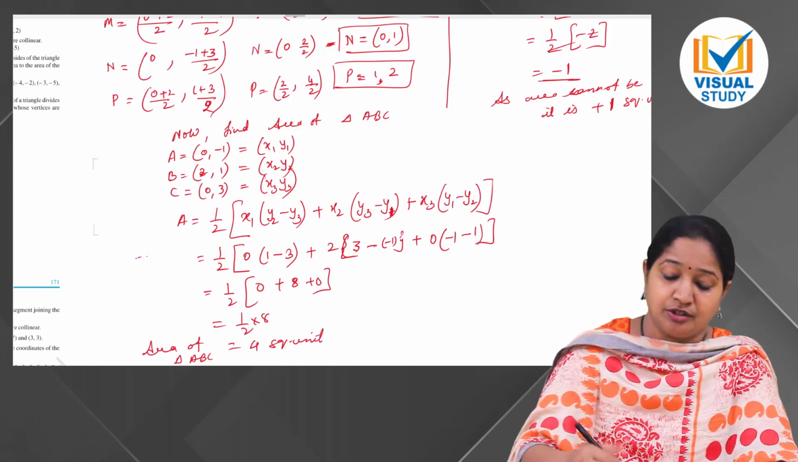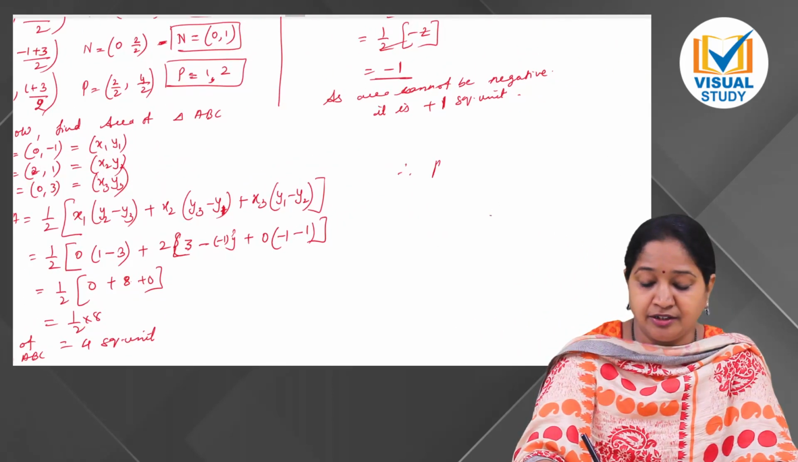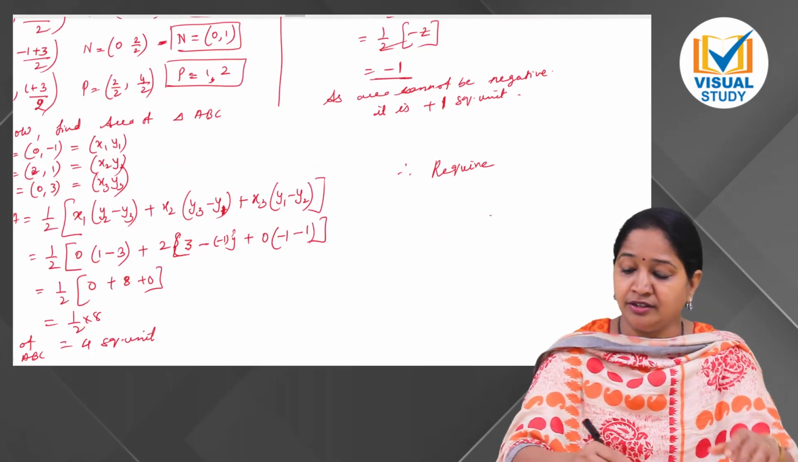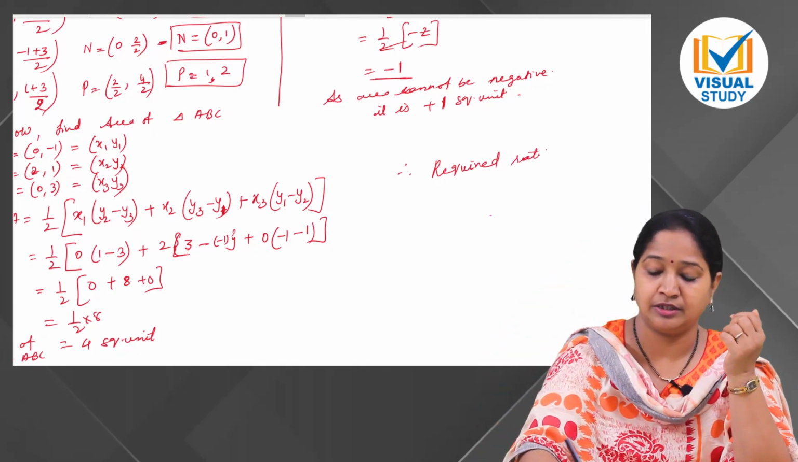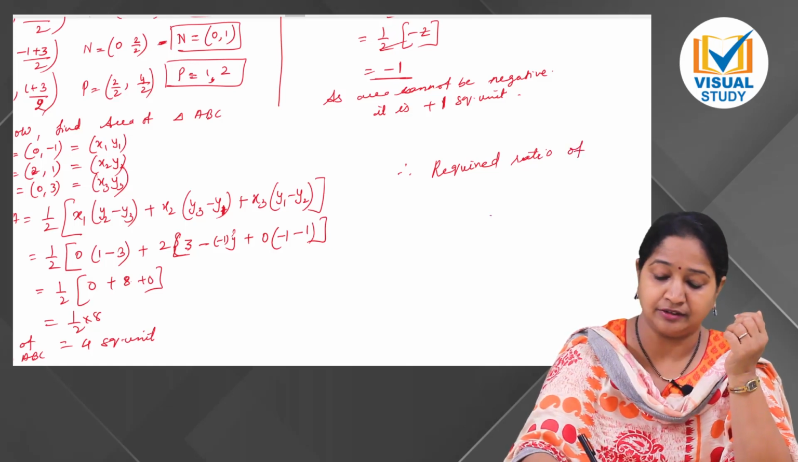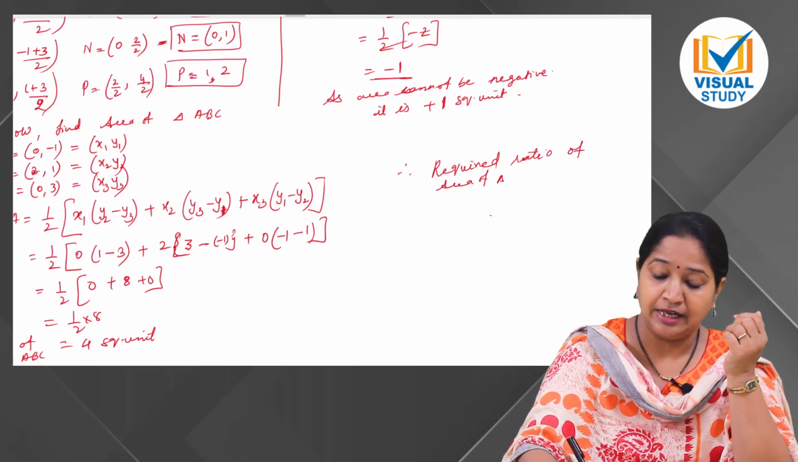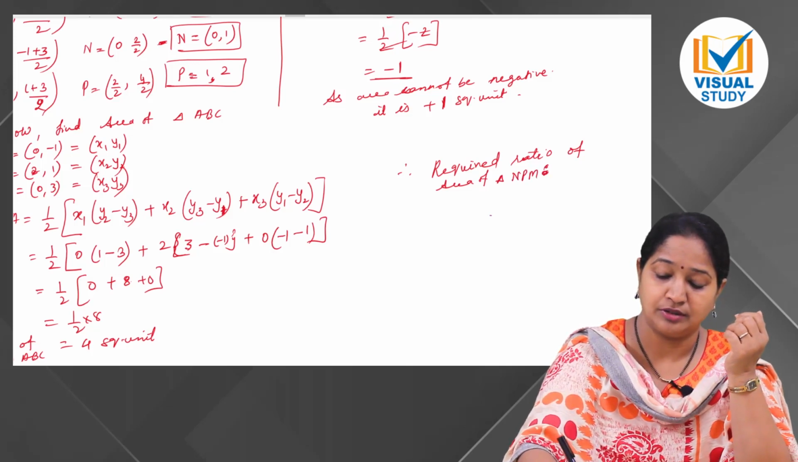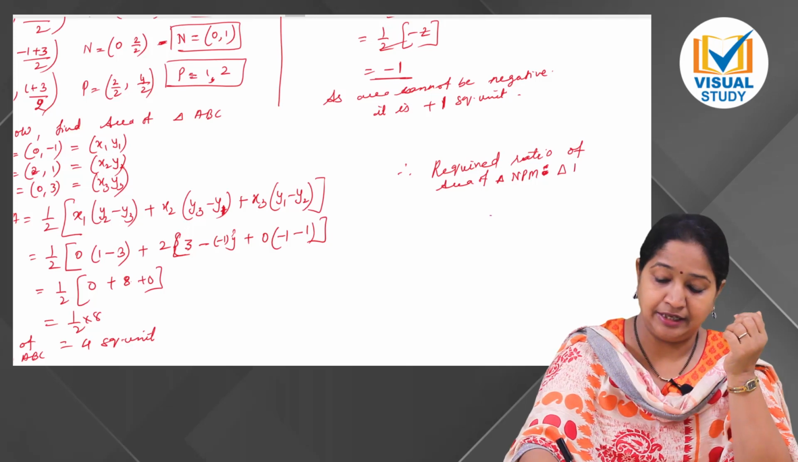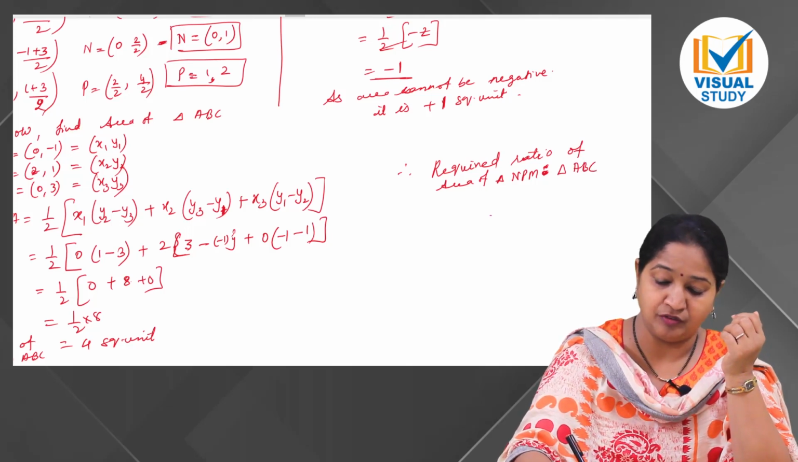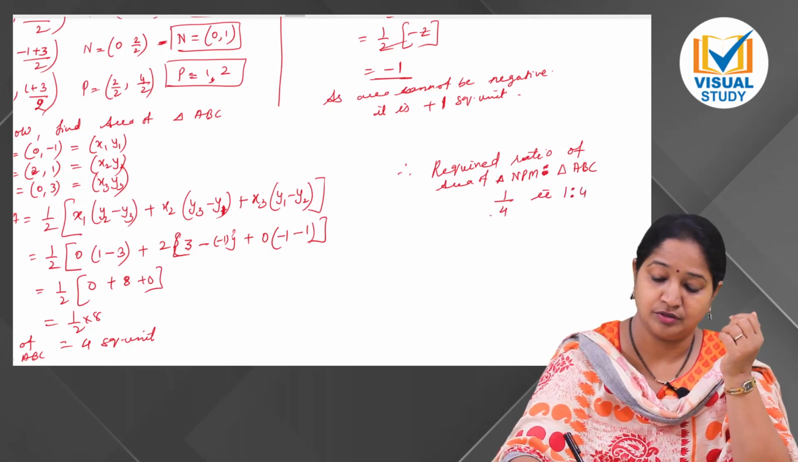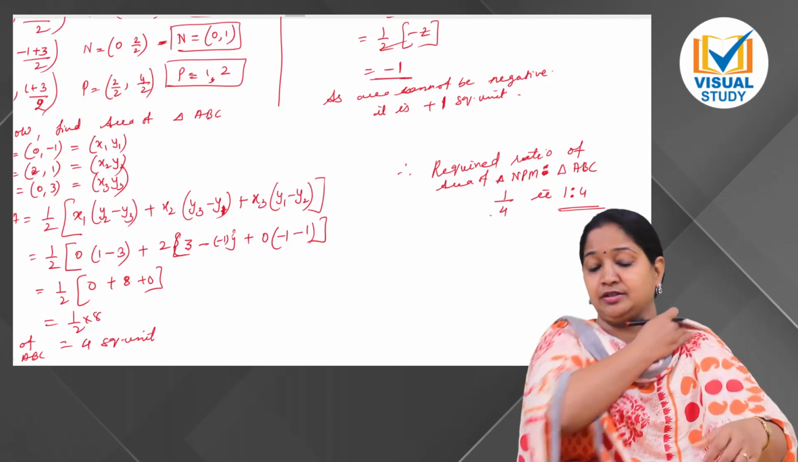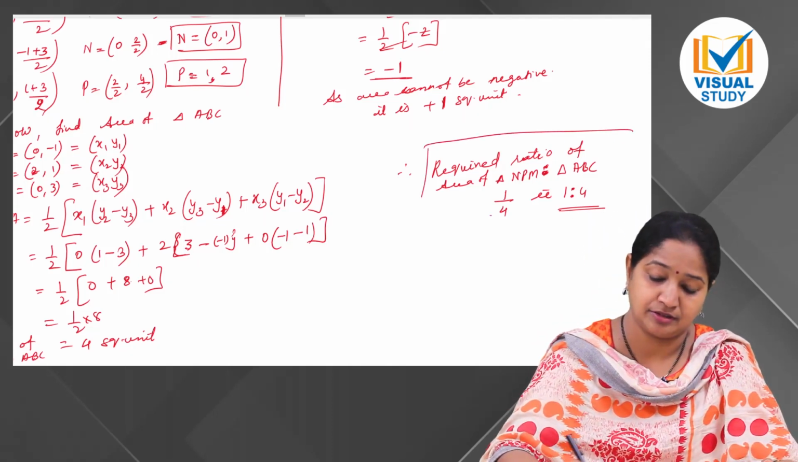Now what will be the ratio? Therefore, the required ratio of the area of triangle NPM to triangle ABC is 1 upon 4, that is 1 is to 4. Okay, so this is your main answer.